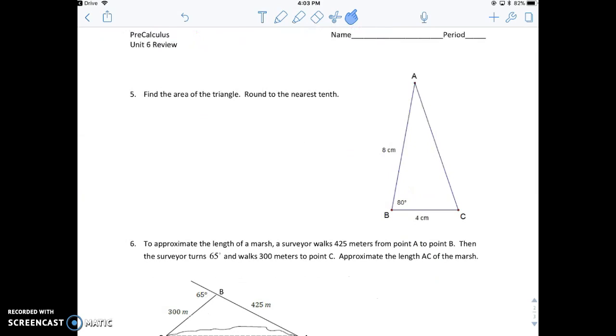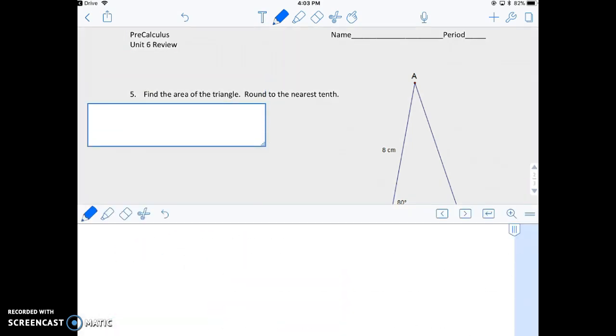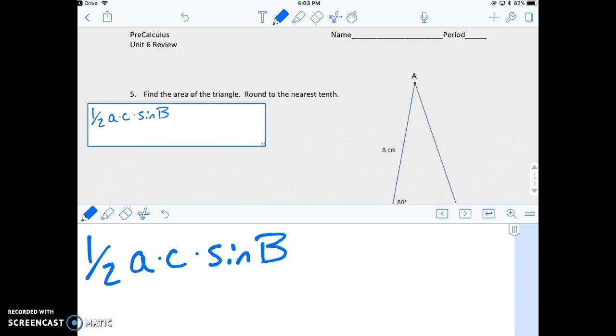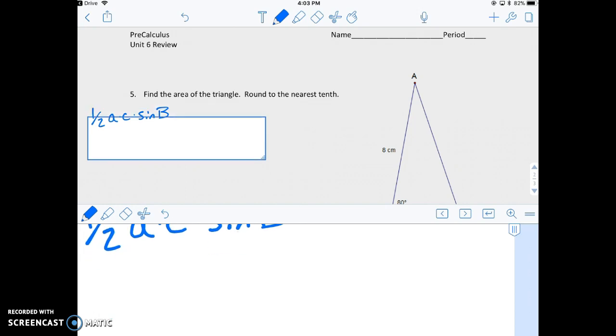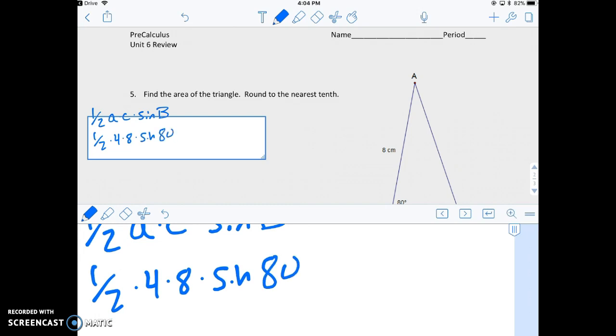On the next page, question 5 asks us to find the area of this triangle. The area formula you'll get on the test will be 1/2 AB sine C. You may need to modify that slightly to fit your needs, because in this case we have side A, side C, and not side B. So we can really just do 1/2 times A times C times the sine of B. So it's 1/2 times the two sides times the sine of the angle between them. So we can fill this in: 1/2 times 4 times 8 times the sine of 80. And you will get this formula on the test.